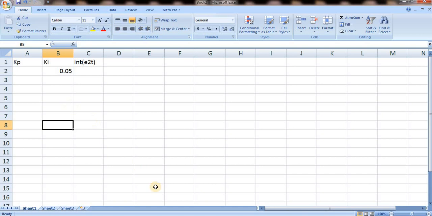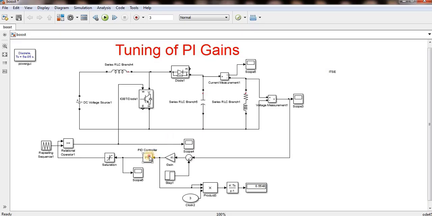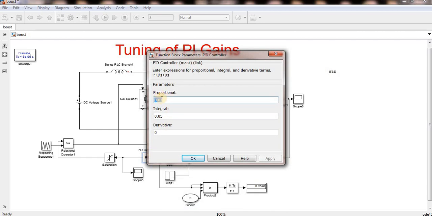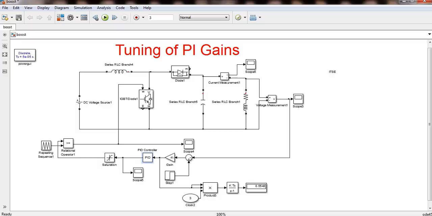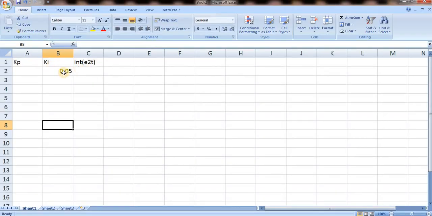Now I will go to the tuning. So this is the thing that I don't know initially how much kp is required and how much ki is required. So initially I will keep my ki at some value like 0.05.